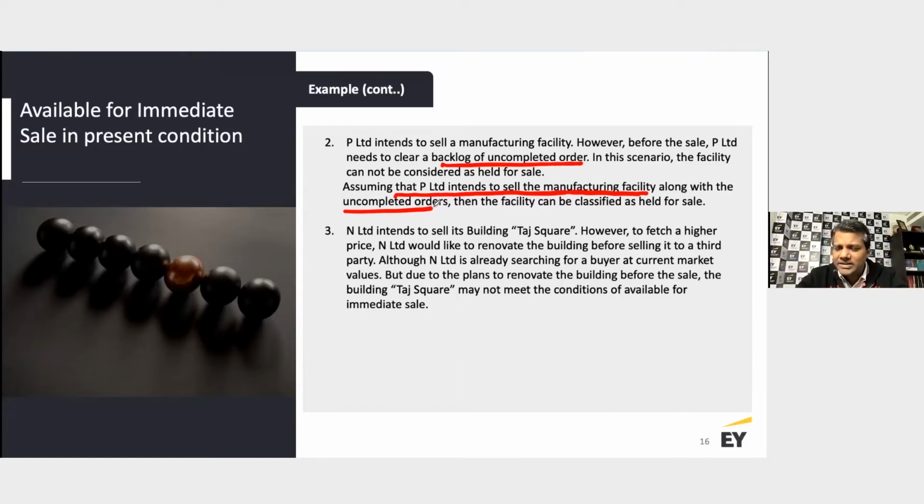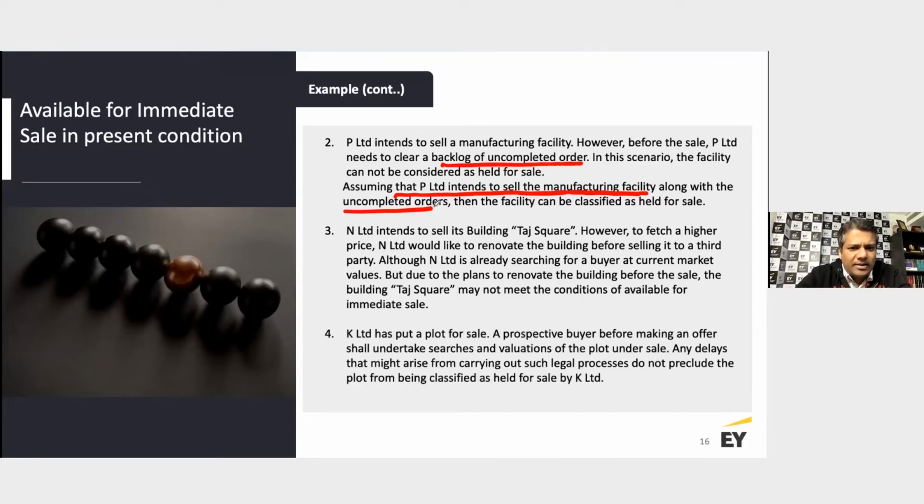I don't know how much time it will take, right? So that information is not available. Since you intend to renovate it, first renovate it, right? And then only you can classify them as held for sale. Now let's look at another situation.